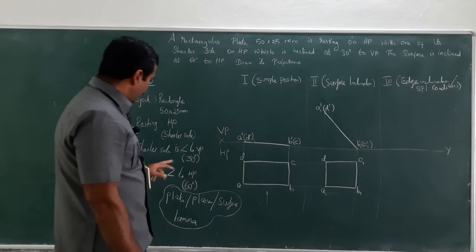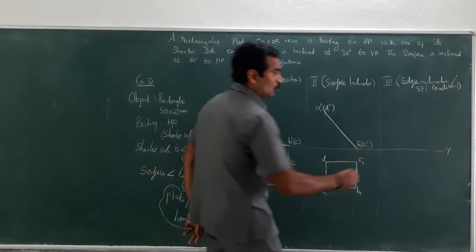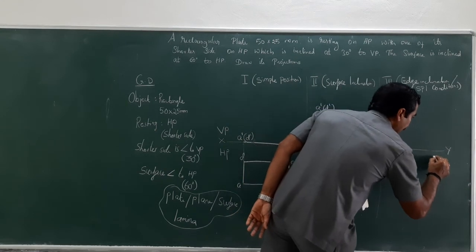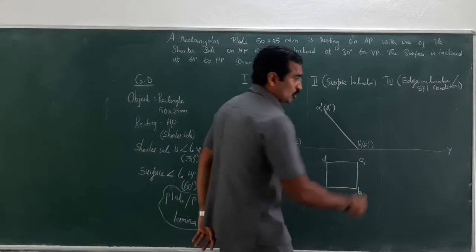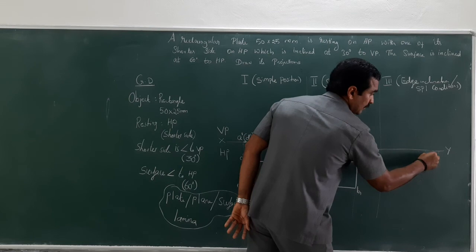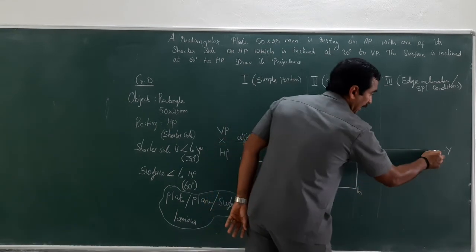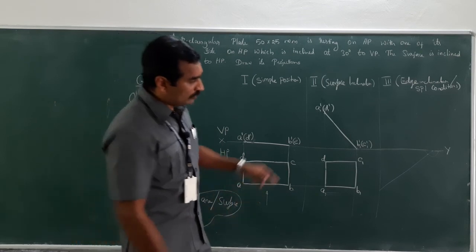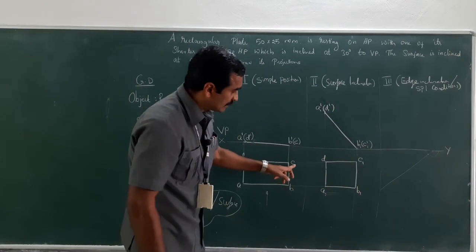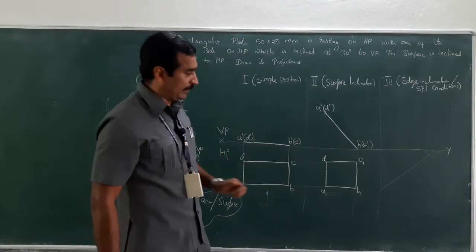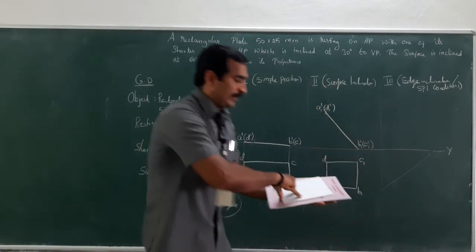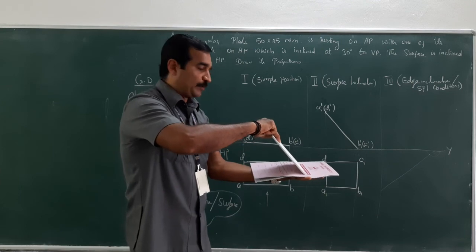So, here is 30 degree. Choose any point and keep your protractor in this manner. Choose 30 degree from the left and draw a line. Now, this is the resting position. CB is resting on HP. Here CB is resting, right? CB is resting on HP.